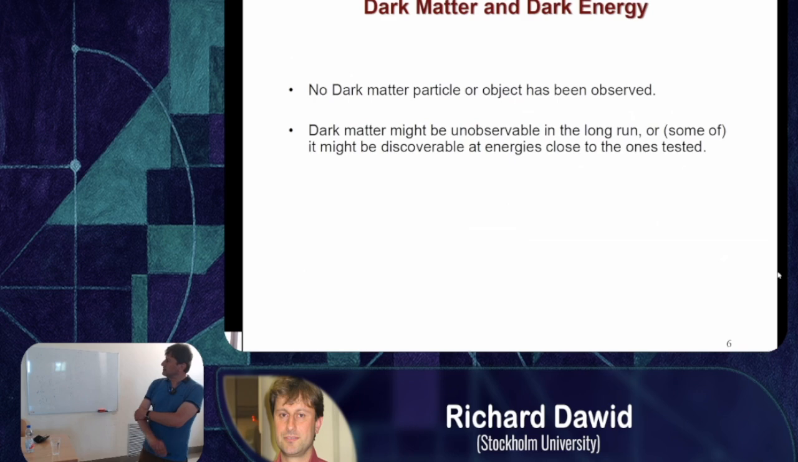In the case of dark matter, as we saw, no dark matter particle or object has been observed. And that may also not change in the foreseeable future. Dark matter might be unobservable in the long run. Or some of it might be discoverable at energies close to the ones tested. So it's not clear.